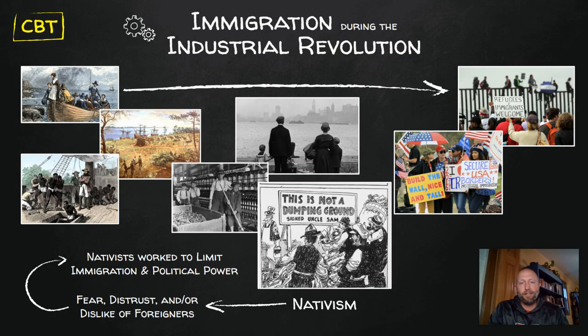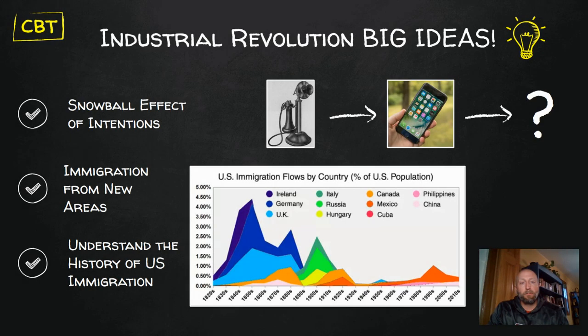Those people that are against immigration are called nativists, and the idea is nativism. Nativism is the idea that people are fearful or distrustful of foreigners. And what that leads to is them wanting to limit the amount of immigration, slow it down, and also to limit the amount of political power those immigrants will have.